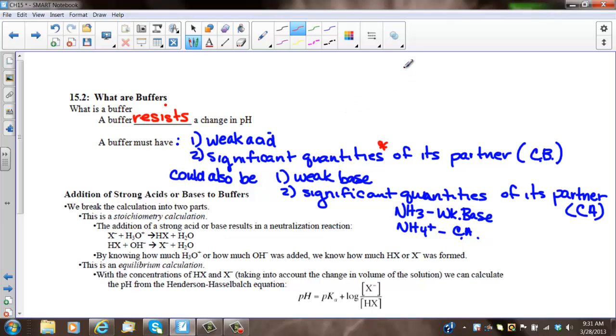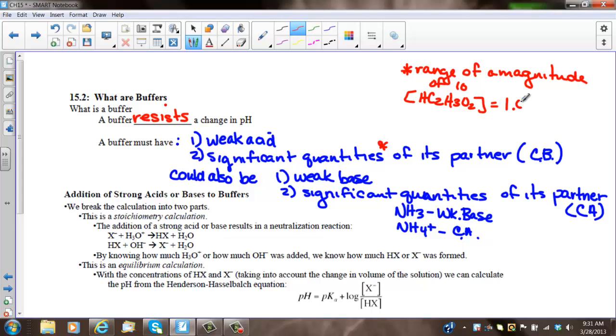The other thing that we have to realize when we're talking about significant quantities, we want a range of a magnitude of 10. So that's what we mean by significant quantities. For example, I could have the acetic acid, which is a weak acid, with a molar concentration of 1.0 molar, and I might have the conjugate base, which would be just the acetate ion, and that would be 0.1 molar. So this is considered significant quantities.